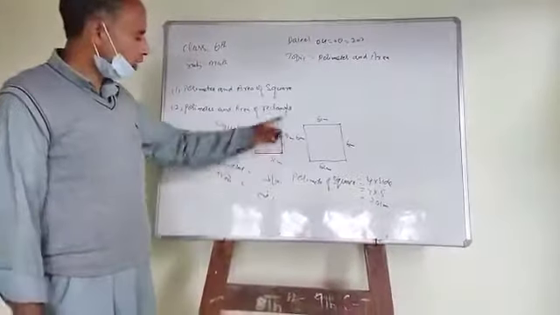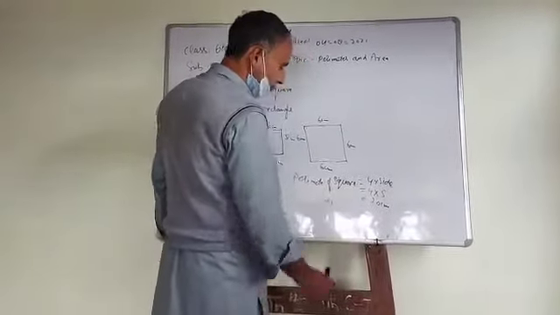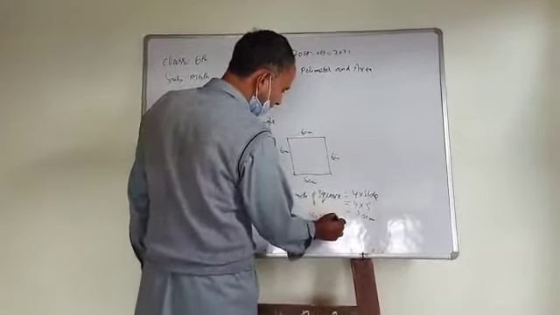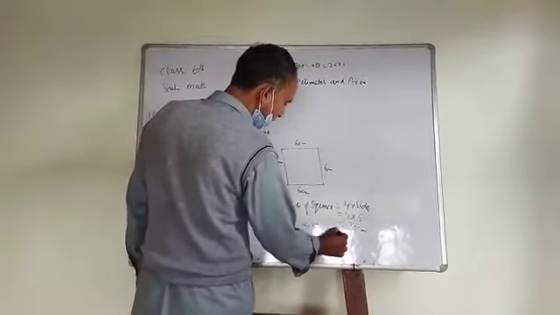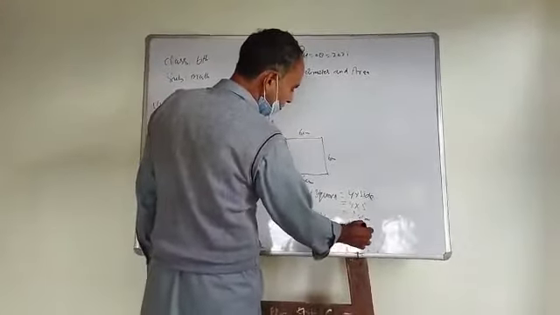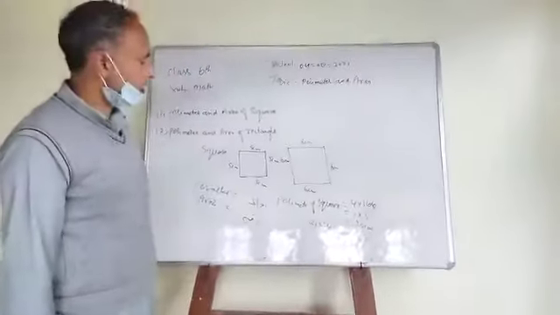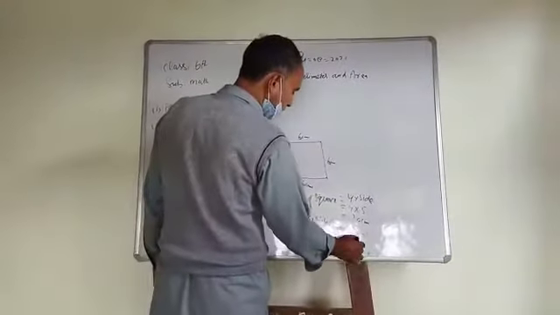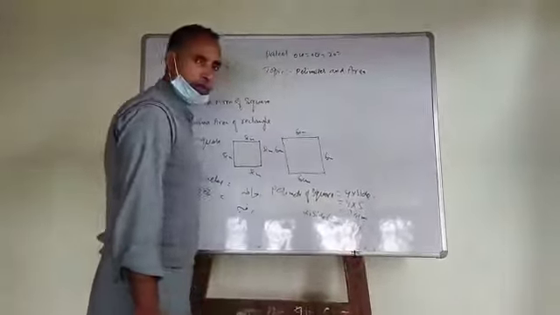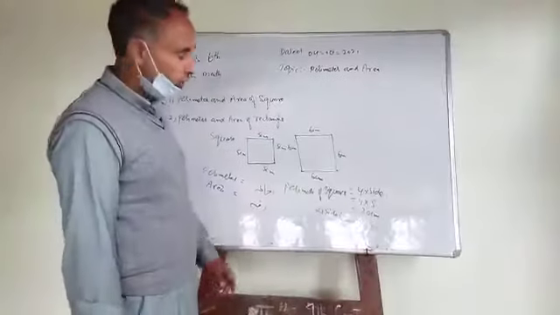I have taken two examples: square number 1 and square number 2. In the second square, each side is 6 cm. Apply the formula 4 into side: 4 into side, so 4 into 6 is 24. So the perimeter of the first square is 20, and the perimeter of the second square is 24.